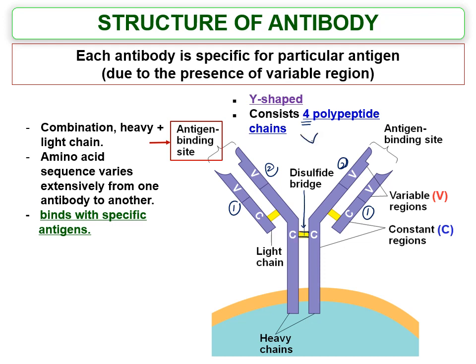Antibody is Y in shape. Each chain consists of constant region and variable region. The amino acid sequence varies extensively from one antibody to another, and the variable regions of both heavy and light chains combine together forming the antigen binding site. This antigen binding site binds with a specific antigen due to the presence of the variable region.